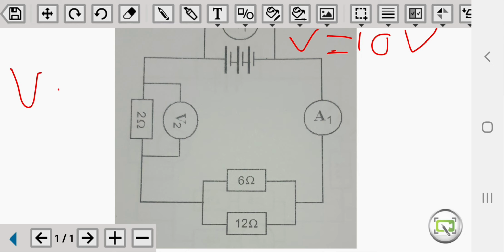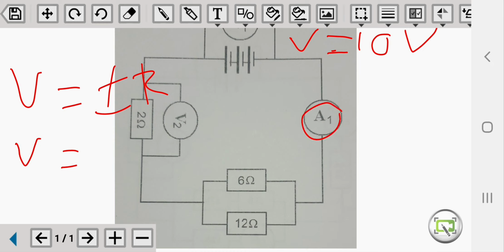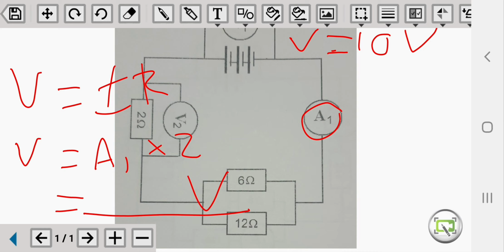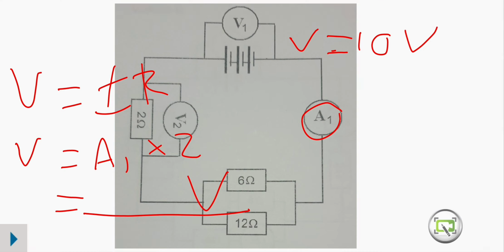Okay, so again we will use Ohm's law, but in this case we will use the current that we've calculated in A1, but we will only multiply that current with the 2 ohm, and then our answer will be in voltage, and this voltage will be the volts only in the V2 voltmeter.